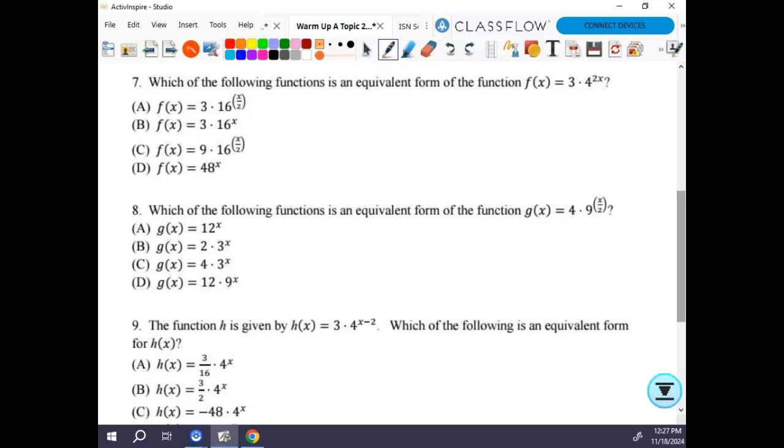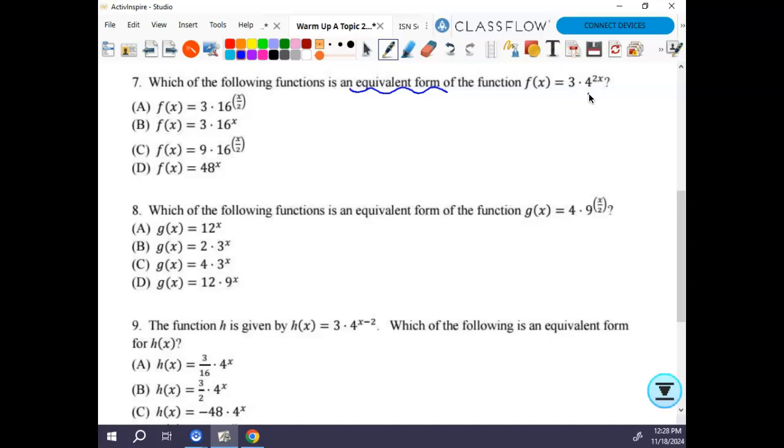It says, which of the following functions is an equivalent form? All right, so above, we knew exactly we wanted general form, y equals a times b to the x. Equivalent form is not necessarily general form. So there's a lot of different things I could do here. I could change the 4 to a 2 squared, but I don't think I want to do that, because when I look at my answer choices, my bases are all either 16 or 48, and that gives me an idea of where I want to go.